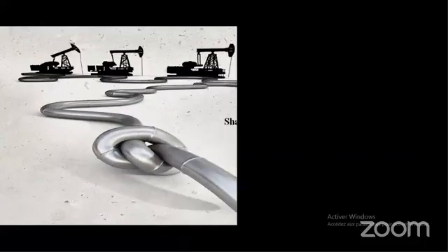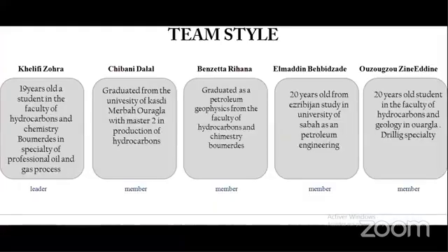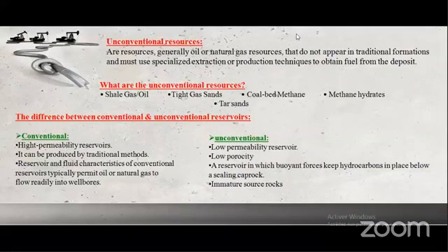So this is my team's presentation. First, I will start with the basic information. What are unconventional resources? They are resources, generally oil or natural gas, that do not appear in traditional formations and must use specialized extraction or production techniques to obtain fuel from the deposit. What are the unconventional resources? Shale gas or shale oil, tight gas sand, coal bed methane, methane hydrate, tar sand.